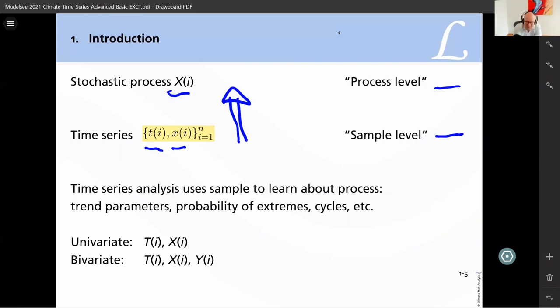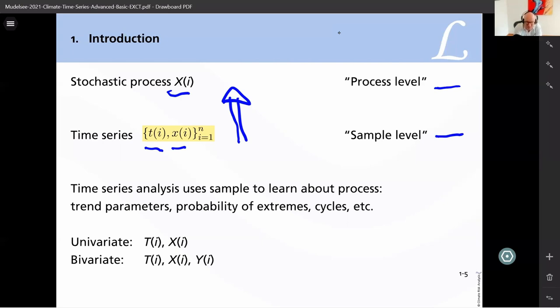And that can mean, concretely, to estimate trend parameters. How much temperature, what is the temperature rise per decade? Is it 0.5 degrees or what is it? What is the probability of a flood at the Danube or something like this? Is it changing over time?